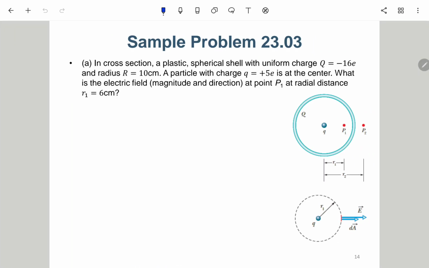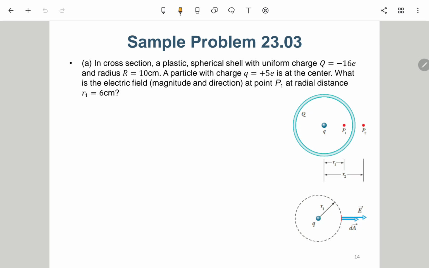Okay, so here we have a simple sample problem. In a cross section, a plastic spherical shell with a uniform charge Q equals -16 e and radius R equals 10 cm. A particle with charge Q equals +5 e is at the center.